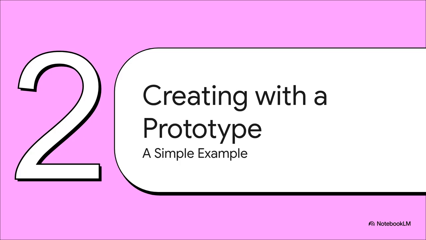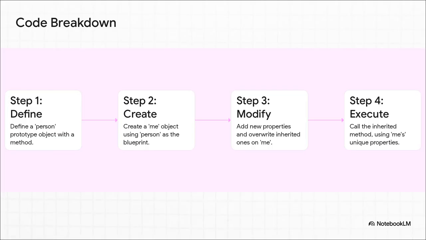Okay, so that's the theory. But theory is one thing, right? Let's see what this actually looks like in practice. We're going to walk through a really simple, hands-on example to see this whole blueprint idea in action. All right, let's break this down. First, in step 1, we make our blueprint object, which we'll call person. It's got a property, isHuman, and a method, printIntroduction.